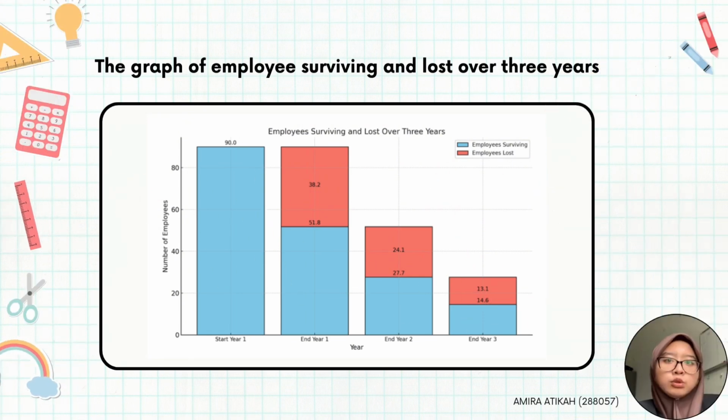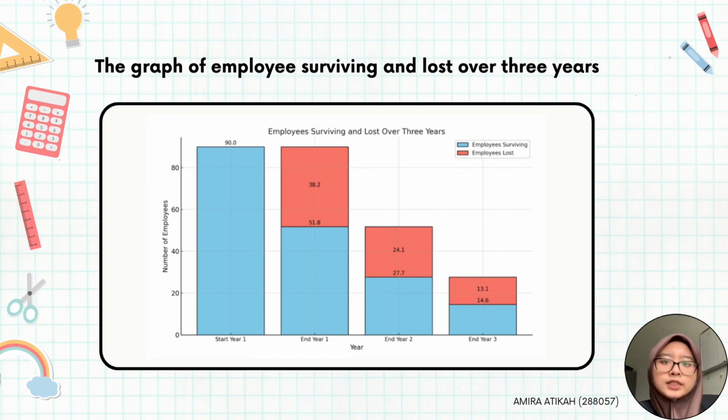Now let's look at the graphical representations of the figures. The number of employees leaving each year decreases over time, with 38.2 or 39 employees leaving in year 1, 24.1 or 25 employees in year 2, and 13.1 or 14 employees in year 3. This happens because there are fewer employees left to leave as the years go by.